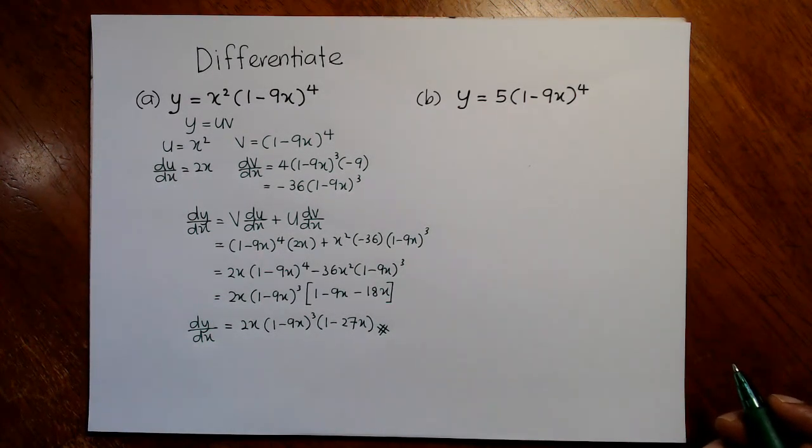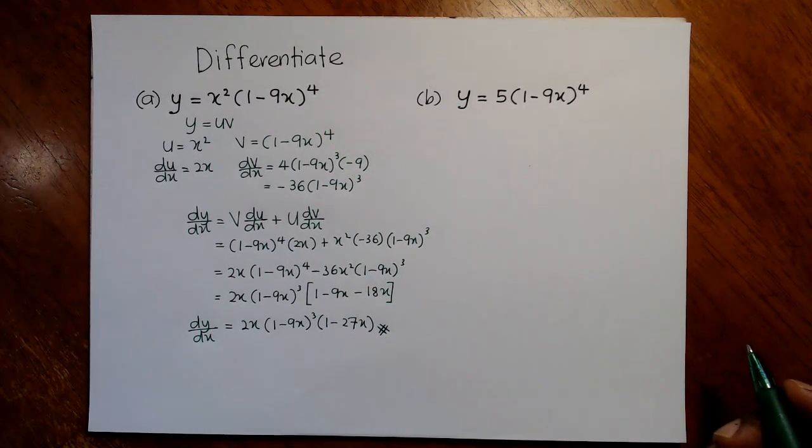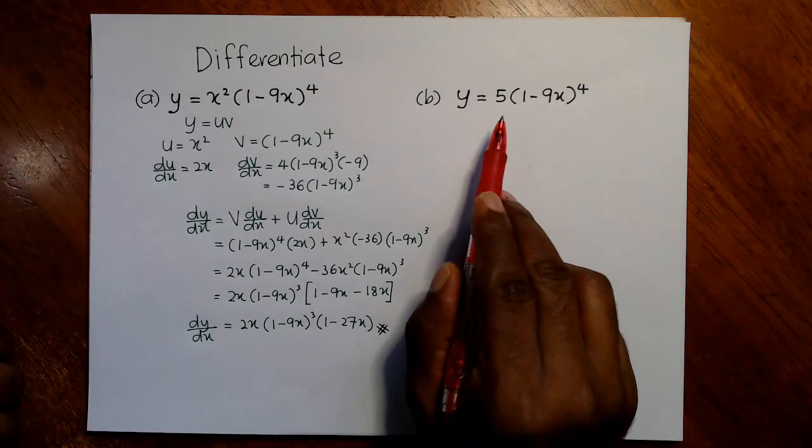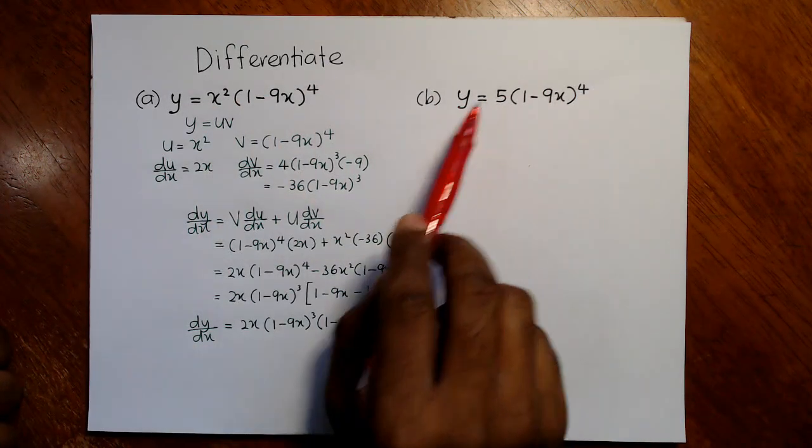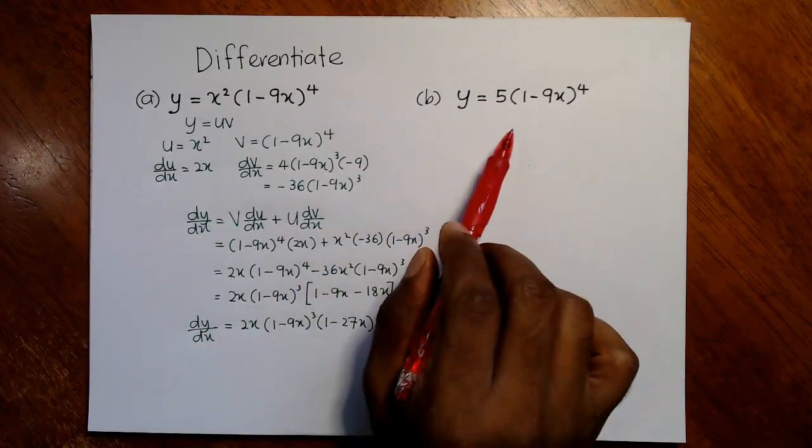Right, so we used product method to do this. Why? Because we have to. We have no other choice. Right, but let's look at the other question here. Looks kind of similar, but we don't have x outside. Instead of an x or x squared, we have 5. So do we have to use product method here?